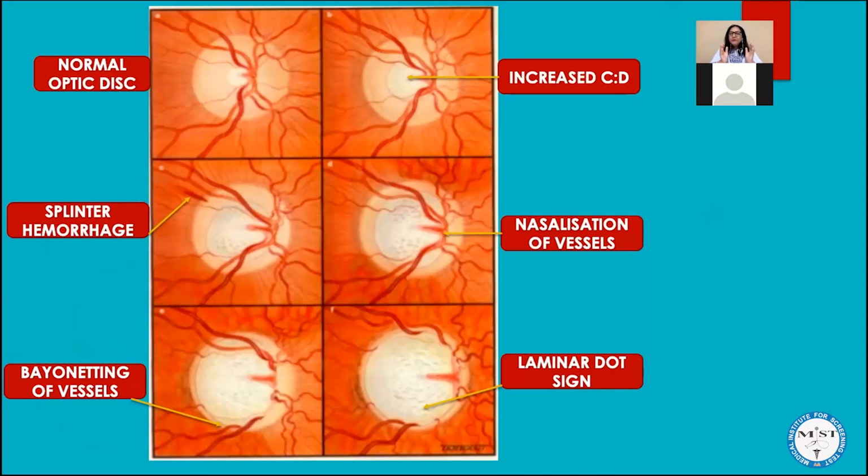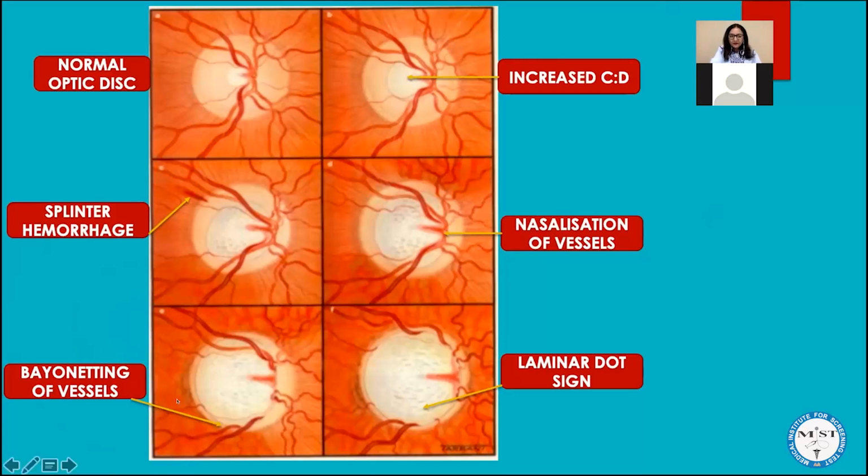Now, when the cup is becoming enlarged, the vessels which were appearing to be arising in the center of the optic disc, now they are pushed towards the nasal side. This is known as nasalization of the vessels, because cup is becoming enlarged. Okay. Then due to ischemia of the optic nerve, there can be appearance of the splinter hemorrhages. This is again a sign of glaucoma.